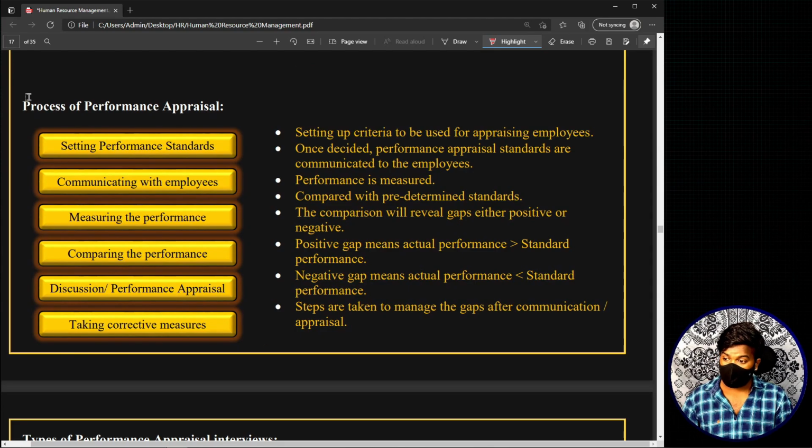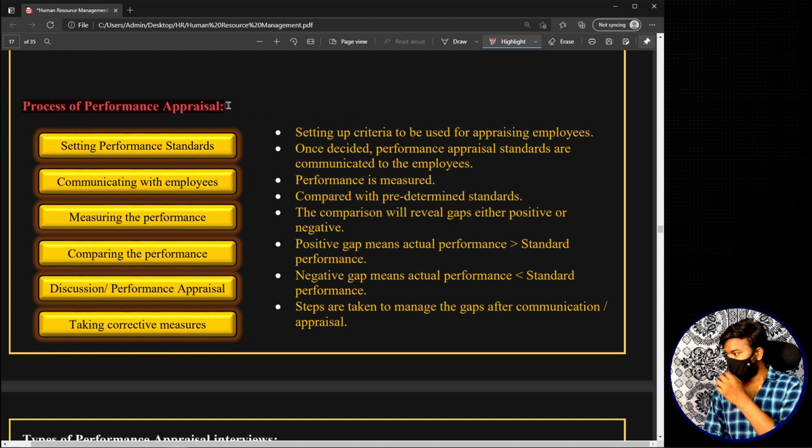The process of performance appraisal is the main topic of today's class. In the previous class we concluded by discussing the process of performance management. One of the steps in the process of performance management was this particular step called performance appraisal. Now we are again talking about the process of performance appraisal.